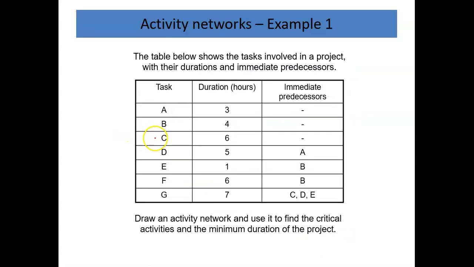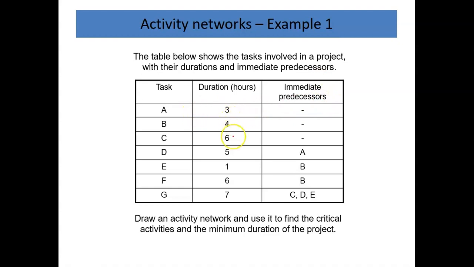So I've got them loaded up already, and this table then shows the tasks involved in, I don't know what it is, it could be painting this bedroom that I made up before, it could be something completely different, but you'll notice task A, it takes 3 hours, and we have what are called immediate predecessors. Now, immediate predecessors are jobs that you need to complete before you can start it.